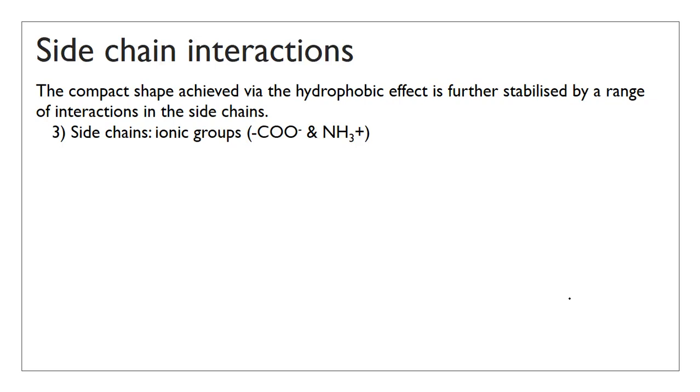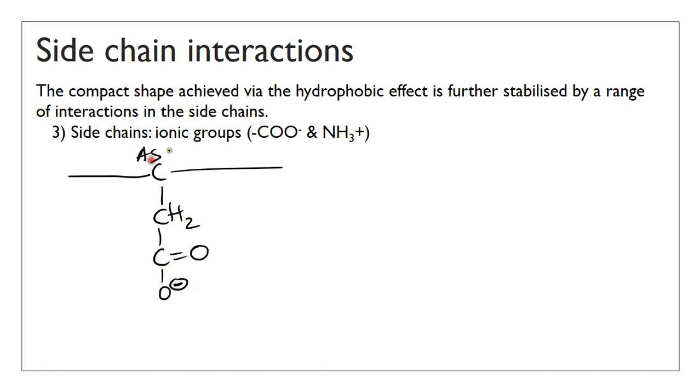The next type of side chain interaction that you can have is ion-ion, when you have ionic groups, which basically means that one of them is negatively charged and the other is positively charged. So I think I should go with a really simple acid. So let's do aspartic acid. You have C double bond O, and then O minus. So this is aspartic acid.